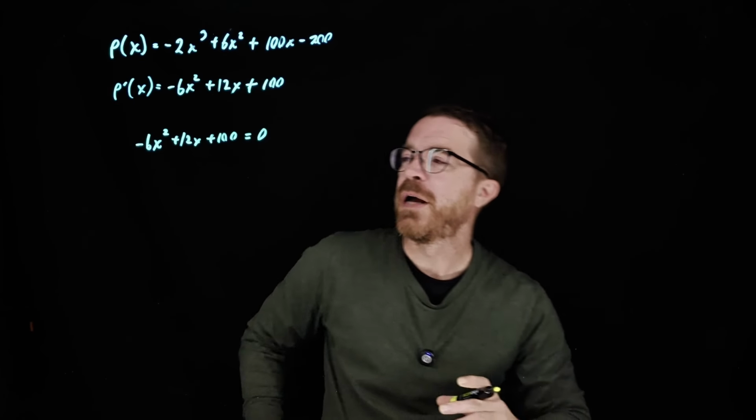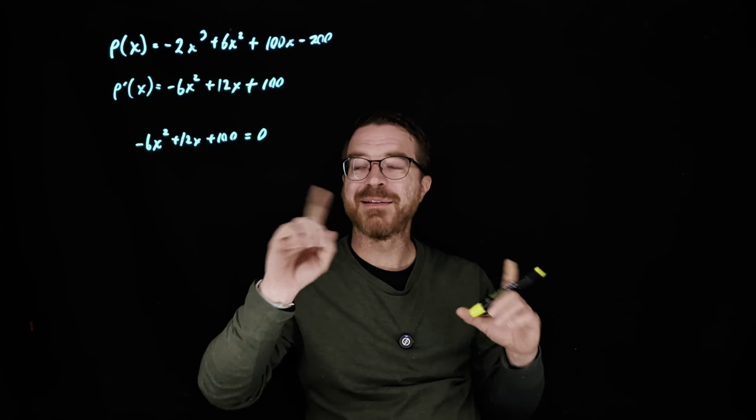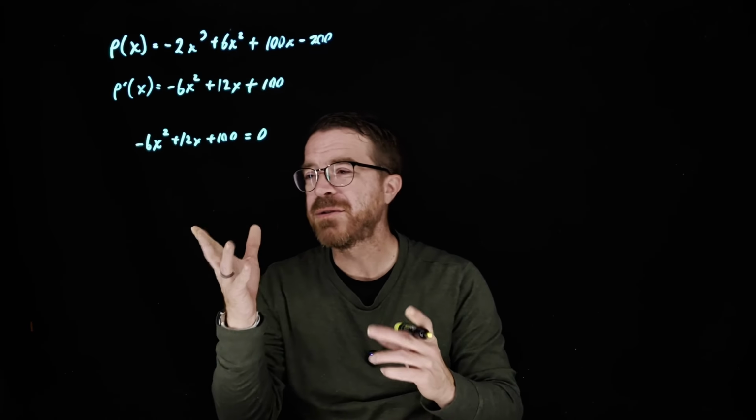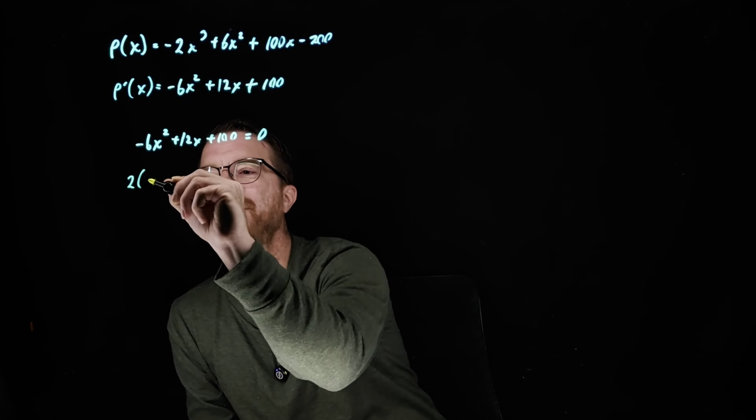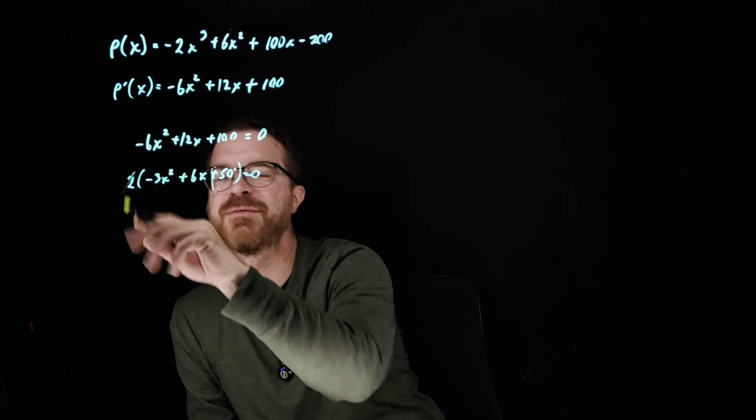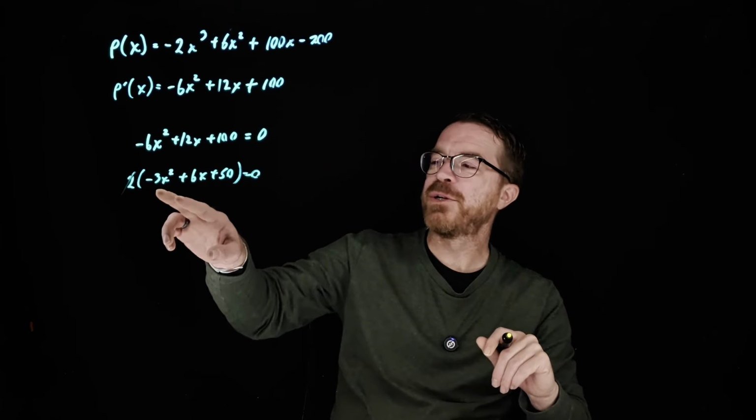Okay, so now how do I find this? Well, we've done this a bunch of times before, but I'm just going to simplify it a little bit by pulling out anything they have in common. It looks like they have a 2 in common, so this is making it a little bit easier. So this would be minus 3x squared plus 6x plus 50, right? The 2 has no impact, because 0 divided by 2 is still 0. Okay, so now I'm going to plug this into my quadratic formula.